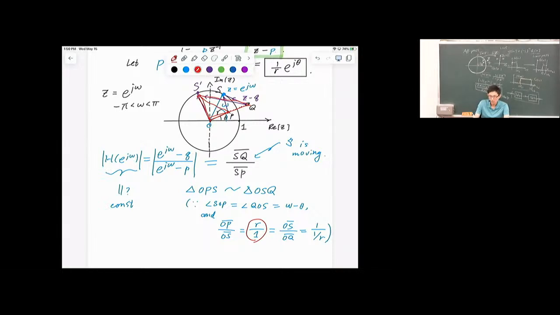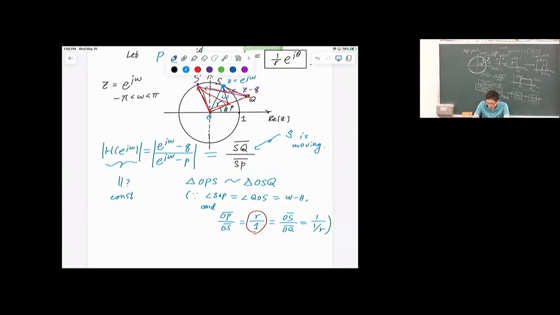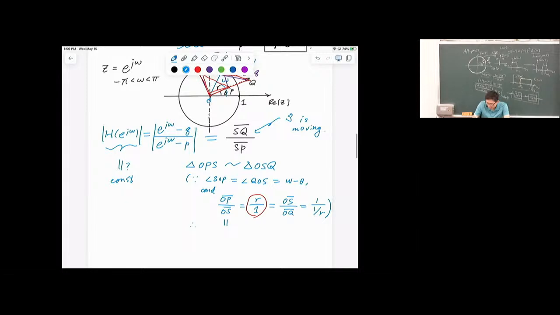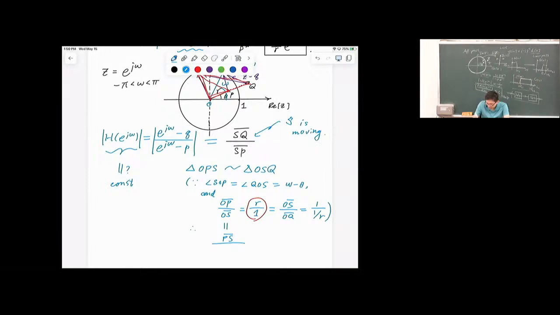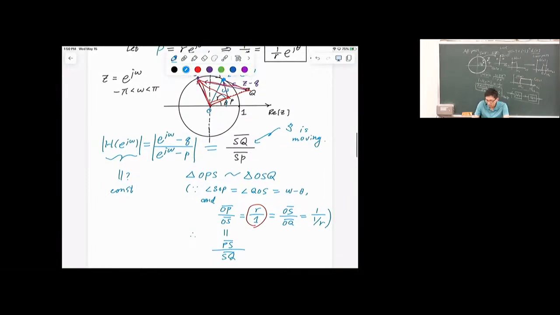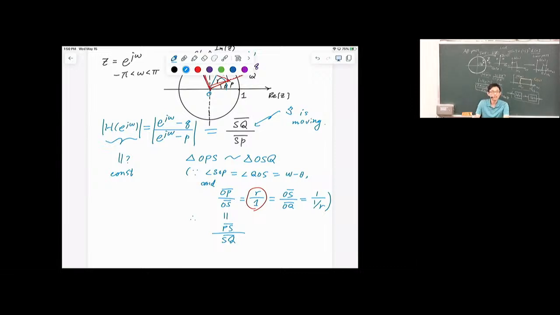So we have considered the ratio between OP and OS and between OS and OQ. We must also conclude that the third side, PS divided by SQ, must be equal to R. And that finishes our derivation.